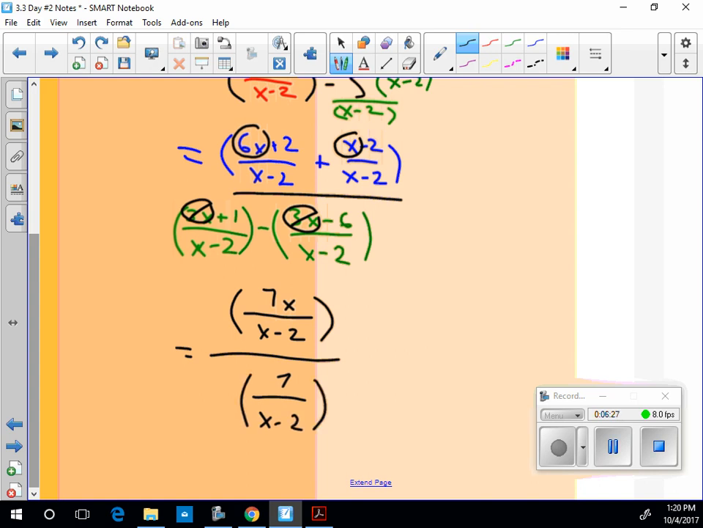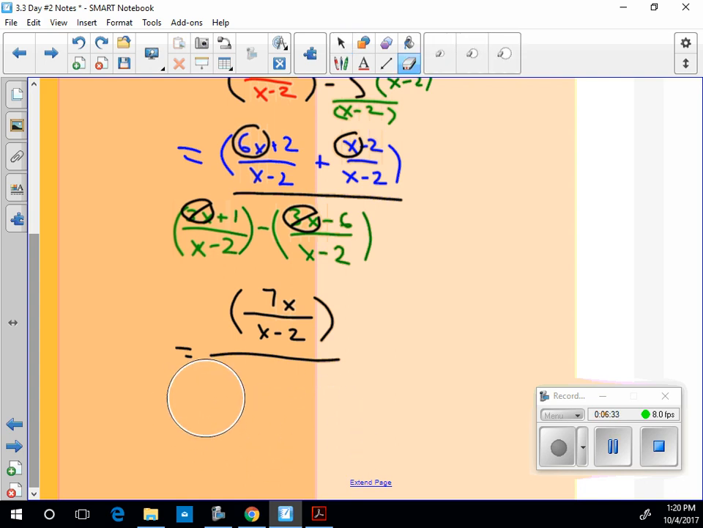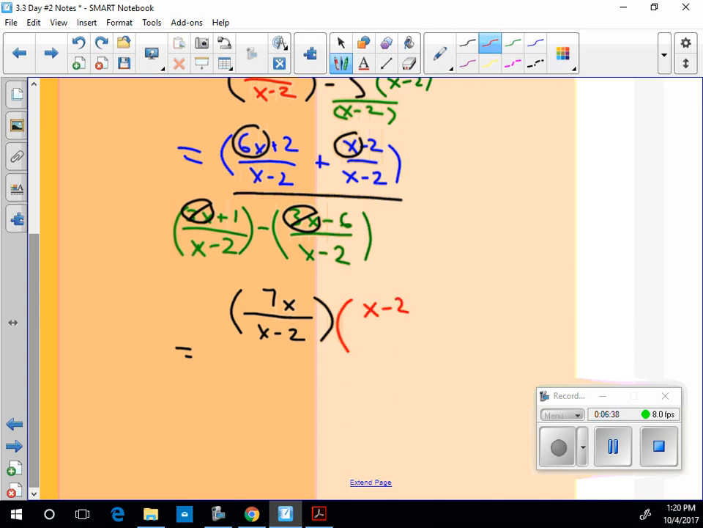Sick. Instead of dividing by a fraction, I'm going to multiply by a reciprocal. So instead of dividing by 7 over x minus 2, I'm going to multiply by x minus 2 over 7. Uh-oh. You might see it. I do. What happens to the 7s? They go. What happens to the x minus 2? They go. And I get x.